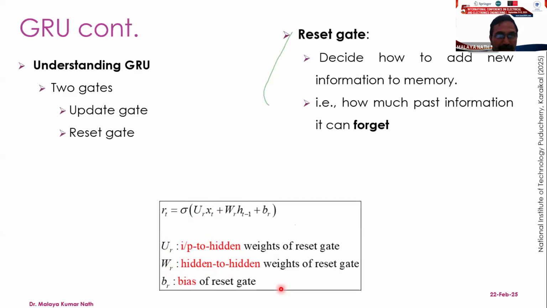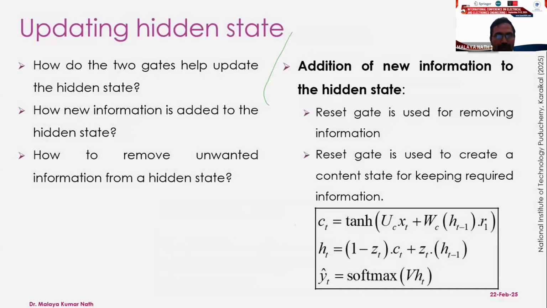So in GRU, there are two gates responsible for adjusting the state, that is, they control the flow of information in a GRU. Now how can we update the hidden state? The two gates, one called the update gate and another called the reset gate, are responsible for updating or transferring the information. How do the two gates help to update the hidden state? How is new information added to the hidden state? How do we remove the unwanted information from the hidden state?